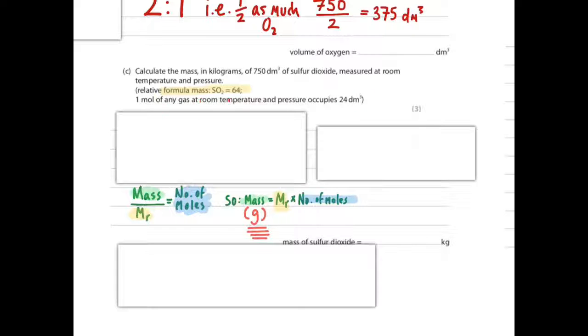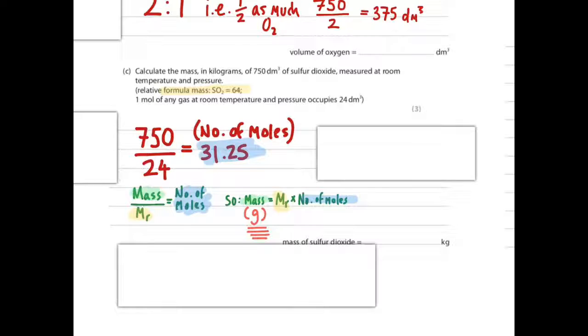1 mole of any gas at room temperature and pressure occupies 24 decimeter cubed. So how many 24 decimeter cubes go into 750? That'd be how many moles, because this is 1 mole. So you simply divide 750 by 24, and that gives you 31.25 moles.